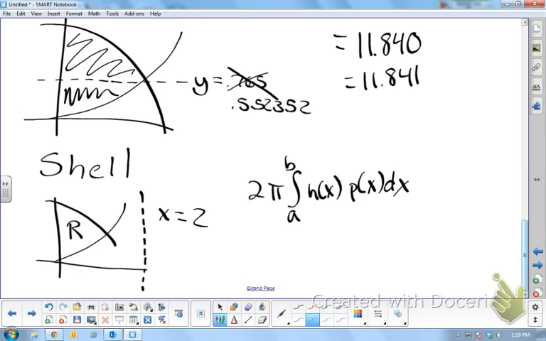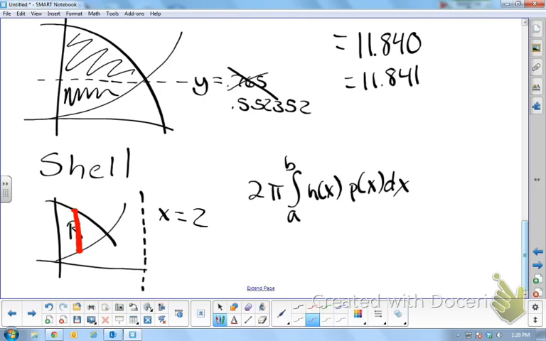Now again, our goal is to make this as easy on us as possible. The reason I would want to use shell method on this one is because I still want to go up to down if I can, because then I can use my x values. I don't have to get everything in terms of y. When I take that cross section, it's parallel to my axis of revolution. So we want to use shell method instead of disk because my axis of revolution is parallel to the cross section I want. So the height is easy.